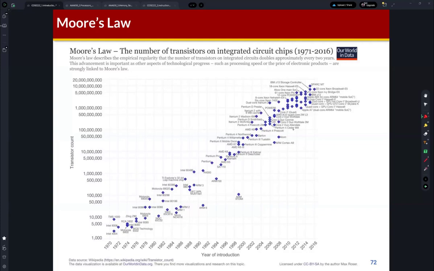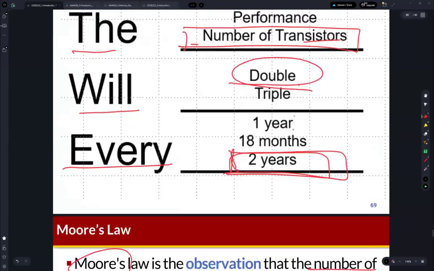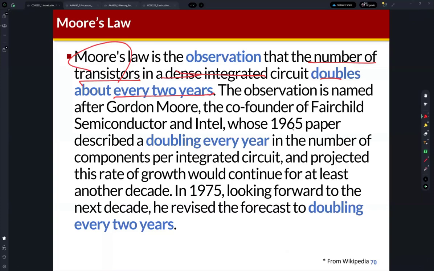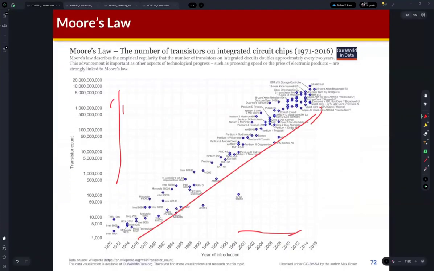This graph shows the number of transistors in a CPU. You can find that the y-axis is a log scale axis, and this is the year. It increases linearly on this scale, which means the number of transistors has increased exponentially. Moore's law explains this trend. And this is 2016.